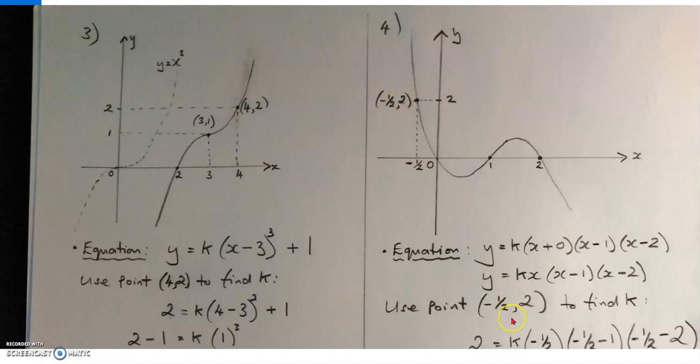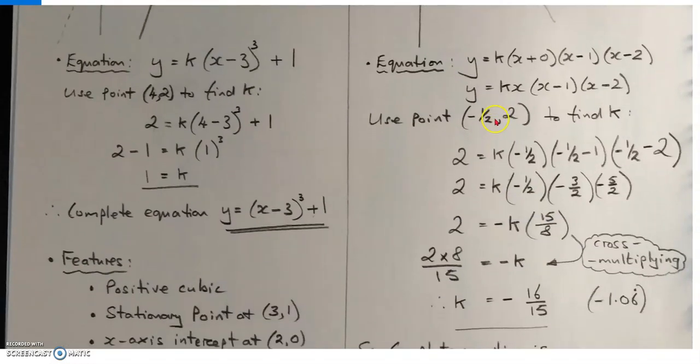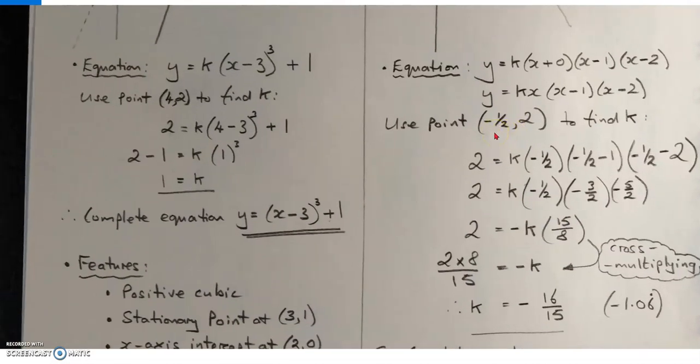Okay, now it does get a little bit hairy, scary because of all the fractions, but keep a clear head and we should be okay. So we're going to put these values here into the equation to find k. Well, y is 2, so 2 equals k. Now this x there is -1/2, there it is. And this x is -1/2 there, but it's -1/2 minus 1 in brackets. And here we've got x, which is -1/2 minus 2 in brackets.